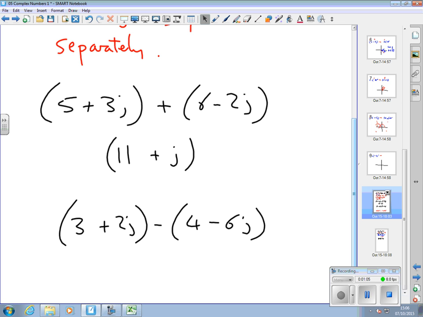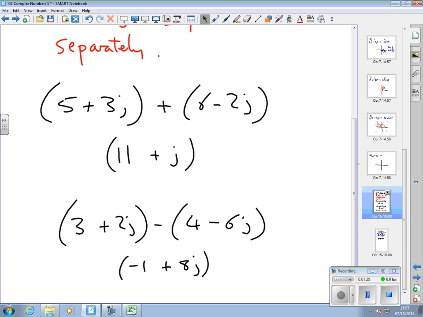Watching the double negative, add the real parts. 3 minus 4 is minus 1. 2j minus minus is plus 6j. So we would end up with minus 1 plus 8j.